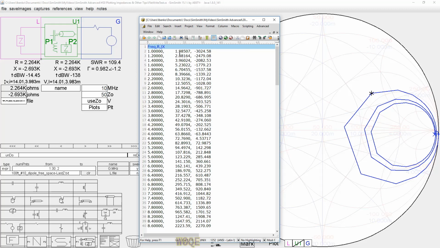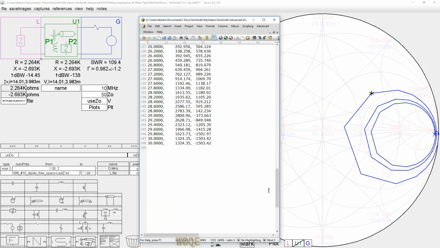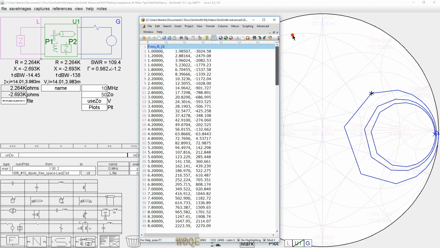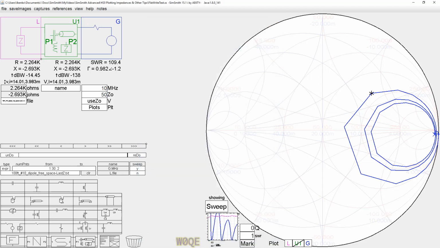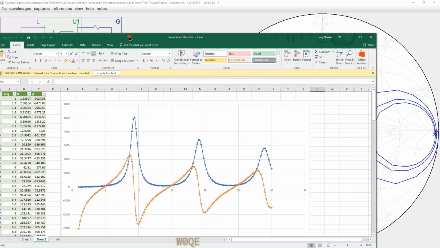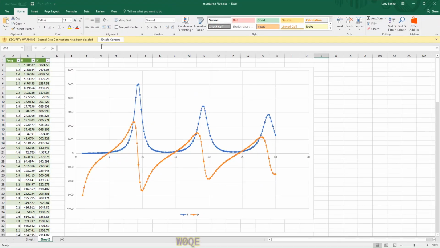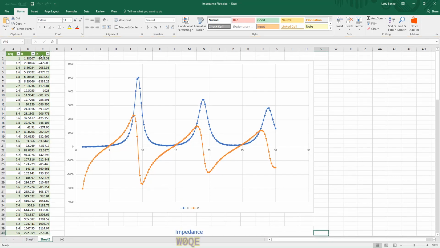We can see it's comma separated, so we can put it into Excel if we want to. We can see that it runs from 1 megahertz to 30 megahertz, which is exactly what is done in the ARRL handbook. So I've already done this in Excel, and this is Excel 2016. But I read the file in, and here's my data values again.